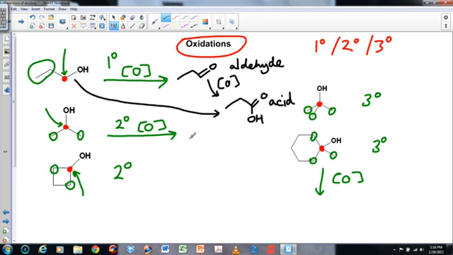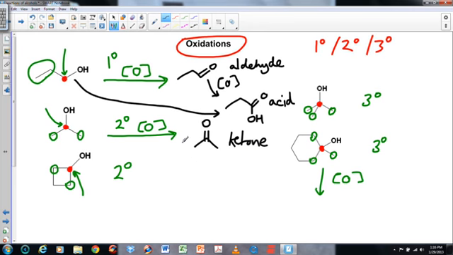So for a secondary alcohol, you're going to do the same thing. The first thing we do is what we did here. We turn our OH into a C double bond O. So when we do that, what we get is this. This is called a ketone. Alright, you've seen this before.